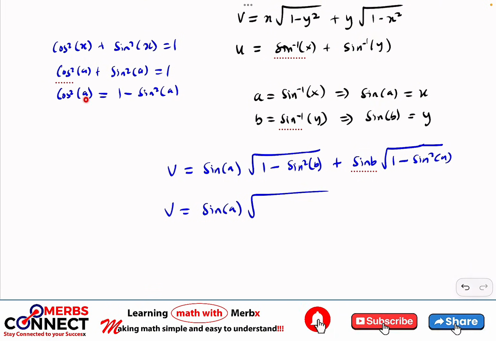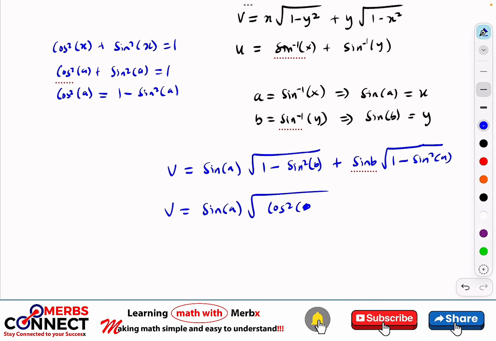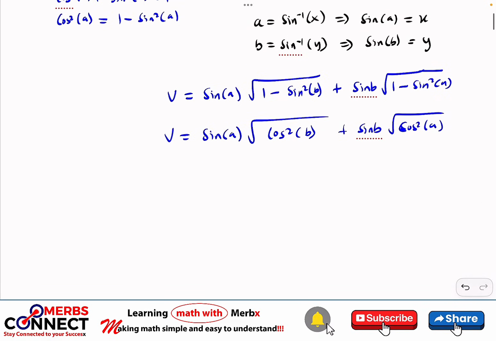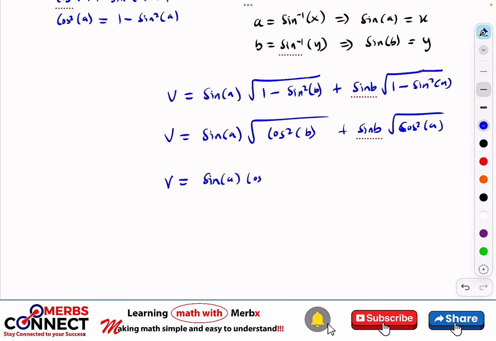So if this is b, this one too will be b. So this is just cos squared. So we are going to have cos squared of b plus sine b, and this is just going to be cos squared of a from the identity. Now this square here can cancel the root, this square here can cancel the root. So I'm going to have v equal to sine of a cos of b plus sine of b cos of a. And this is an identity.